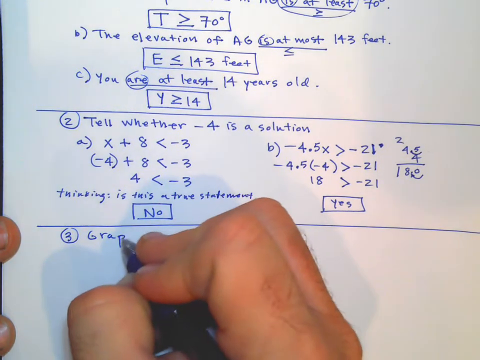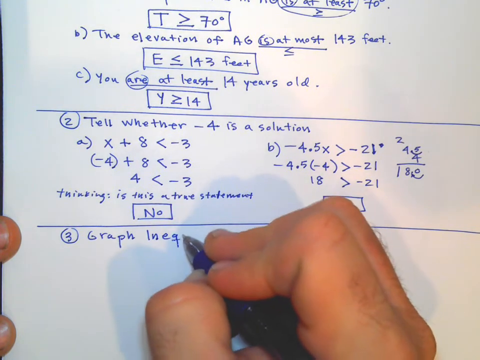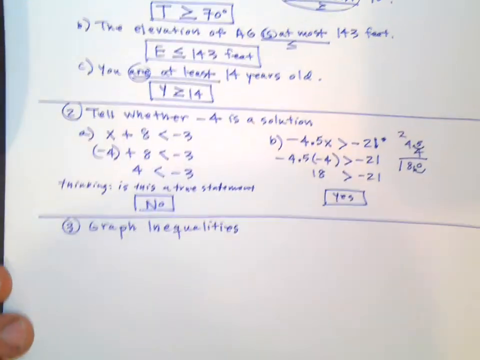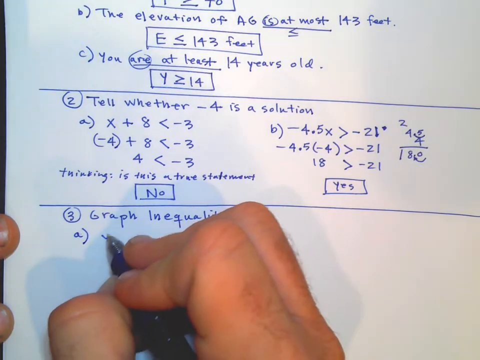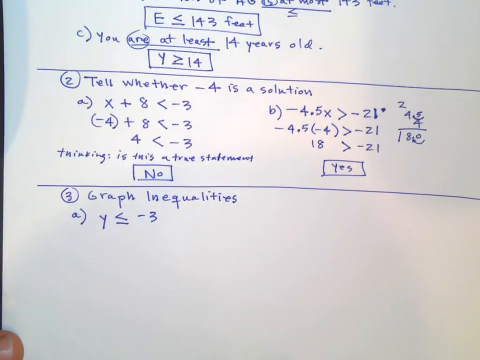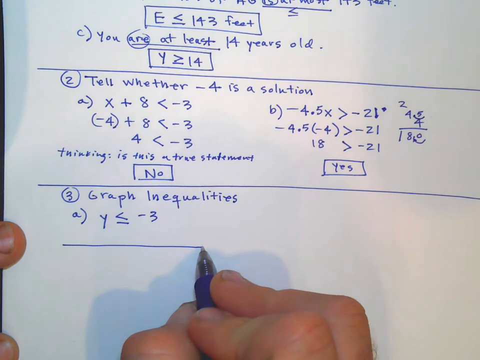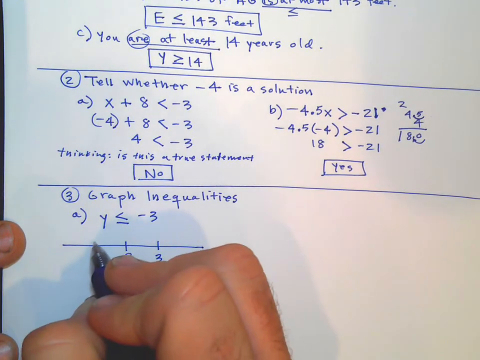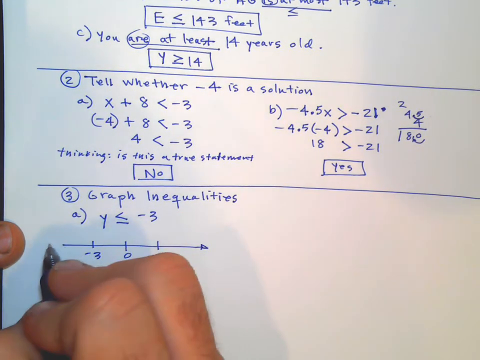Number 3, graph inequalities. So we're just going to graph inequalities. Okay. So I'm giving you the inequality, and you're going to graph it on a number line. So we're going to draw a number line. I don't need you to write a ton of numbers, so just pick some ones that make sense, at least that number. So that's our number line.